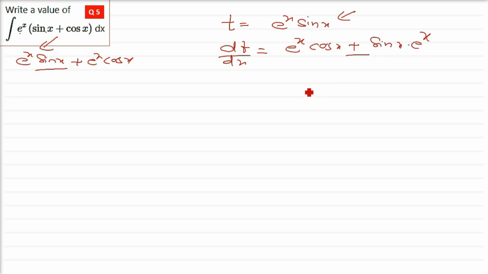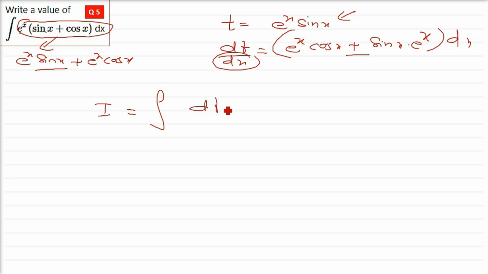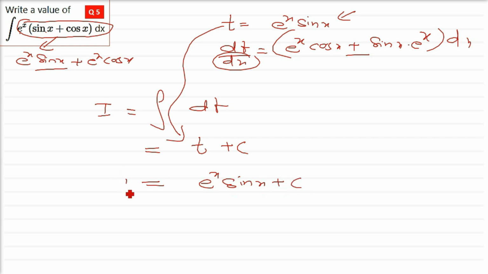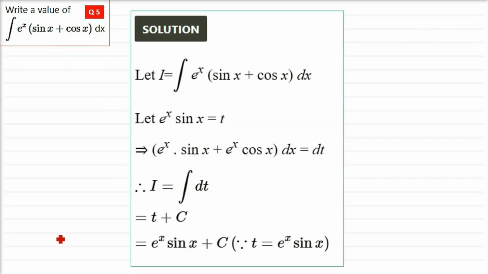Now you see the similarity, actually this whole is dt only. So the whole expression we have actually got after putting t equals to e raised x sin x. So this whole will be simply dt, and the integration of dt is simply t, and this will be t plus constant of integration. This t is e raised x sin x, which we initially imagined or thought. e raised x sin x plus c is the final result. Now this is how you are going to write it, and all these symbols and all this is your responsibility, which I show you.